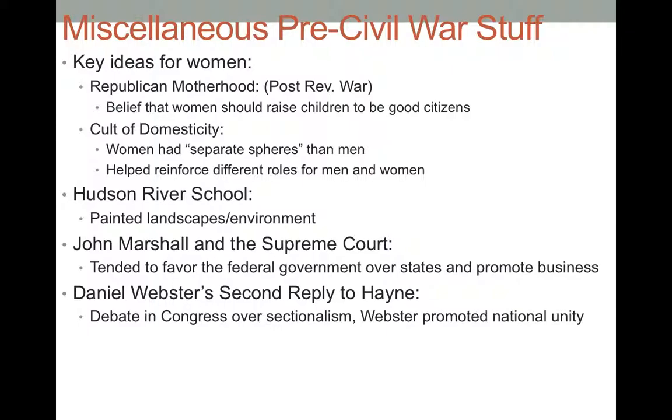Hudson River School, landscapes and stuff. John Marshall in the Supreme Court, do not forget him. Next year you'll talk about him a lot. And then Daniel Webster, make sure you know him.